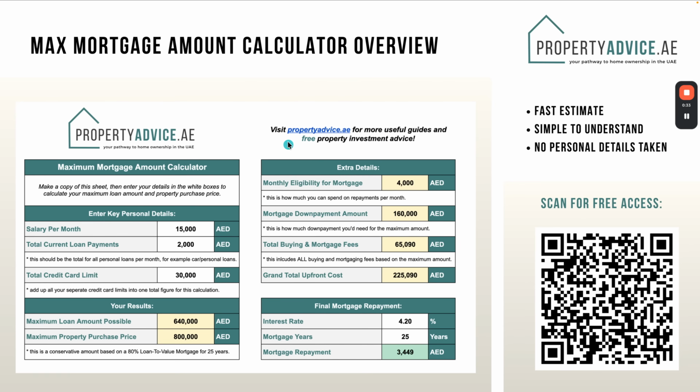So the idea here is to have a simple calculator where you only need to enter 3 bits of data, and that is simply your income and your fixed expenses in terms of loans. So that would be your salary, your current loan payments, and your total credit card limit. Those are the 3 things we need to be able to tell you what your maximum loan amount would be.